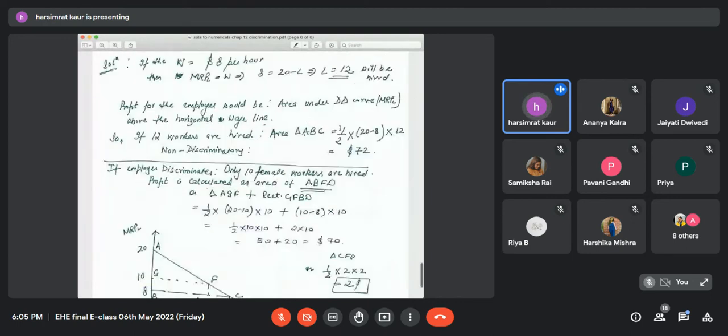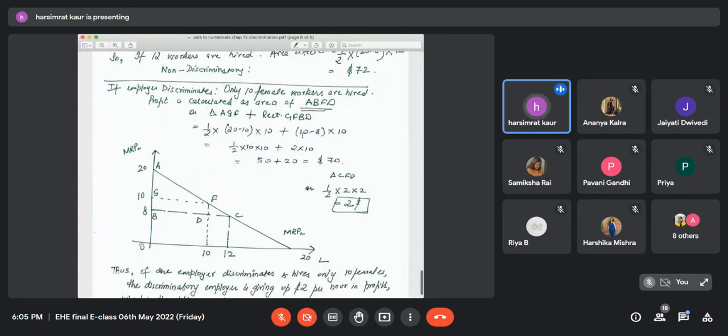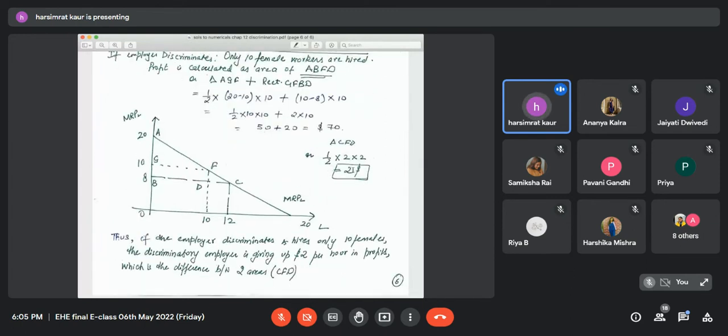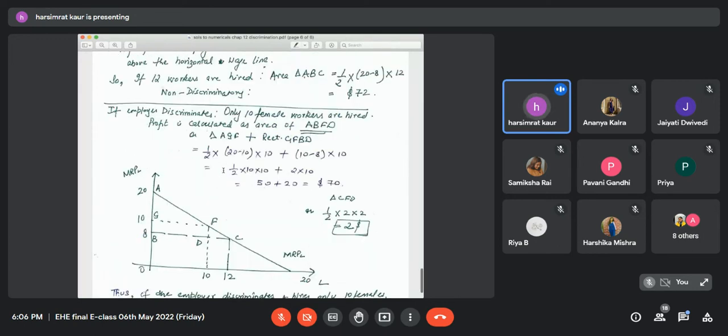So guys, for a non-discriminatory profit maximizer, the value is $72. For a utility maximizer who discriminates because of prejudice, he is getting only $70, so he has a loss of $2. You can also calculate this using the triangle FDC, equivalent to the deadweight loss, which also gives $2. Thus, if the employer discriminates and hires only 10 females, he gives up $2 per hour in profit, the difference between the two areas, CFD. Is this part clear?